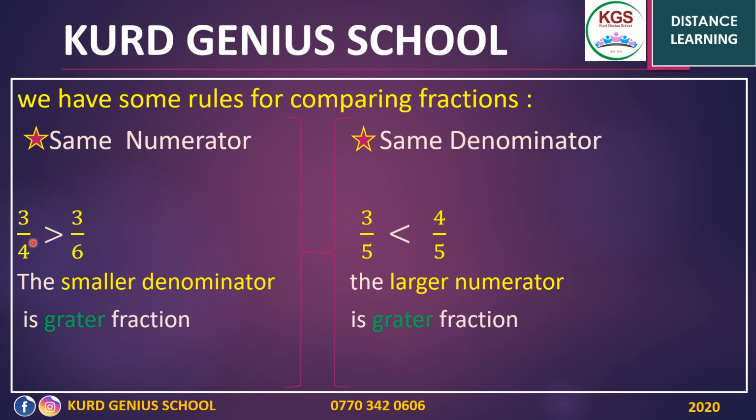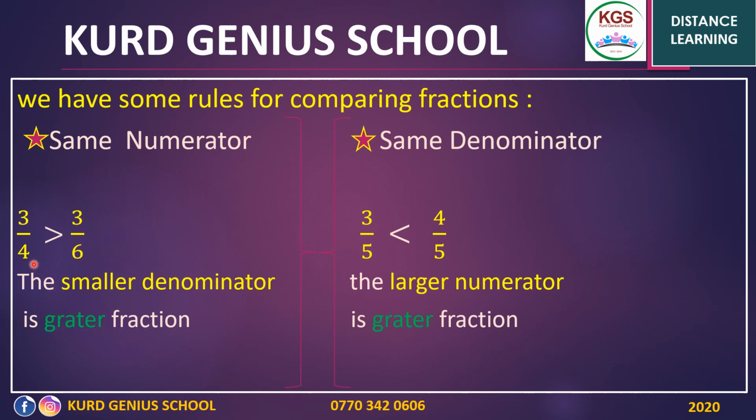In this case, we have to look at the bottom. We have to look at the denominator. Which one is smaller? We have 4 here and 6 here. If we have the same numerator and the denominators are different, we have to look at the denominator. The denominator will decide which one is greater and which one is smaller or less. So, be careful with this rule: the smaller denominator is the greater fraction. Between 4 and 6, which one is smaller? So 4 is smaller. So the smaller denominator is the greater fraction.